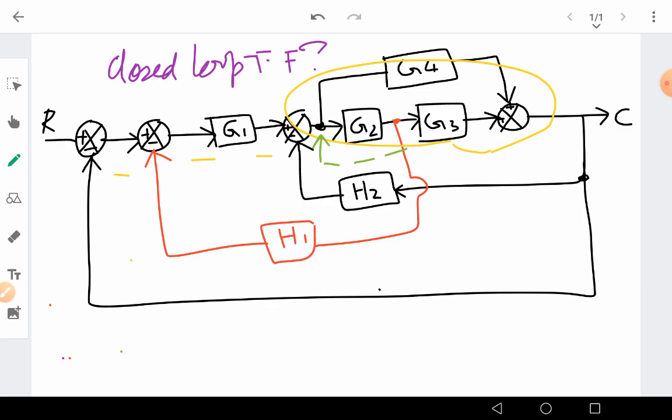The sign is very important. You should remember the sign is very important, and the arrow is also important. Here it is plus, here it is also plus. The plus and minus are very important. But H2 is a minus here. So if I move this to here, what change is going to happen? This path is going to be multiplied by G2.